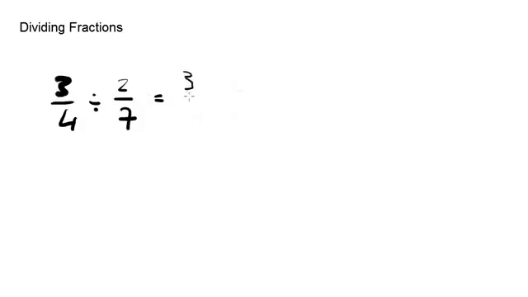So, we take 3 over 4, and we flip the second fraction and multiply by it instead. So that gives us 7 over 2, so I'm just turning that upside down, changing the divide to multiply, and now all we do is just do the multiplication.